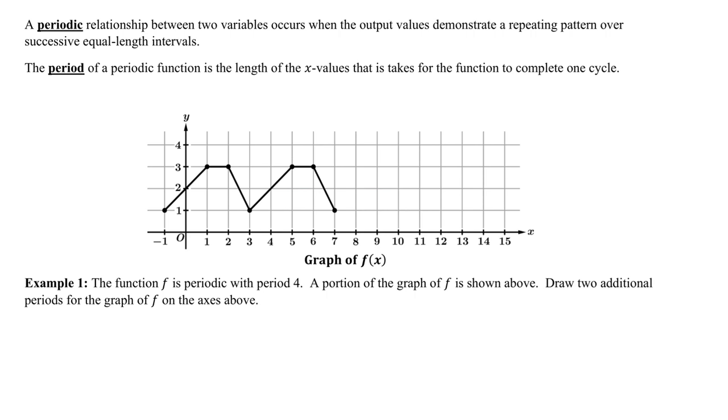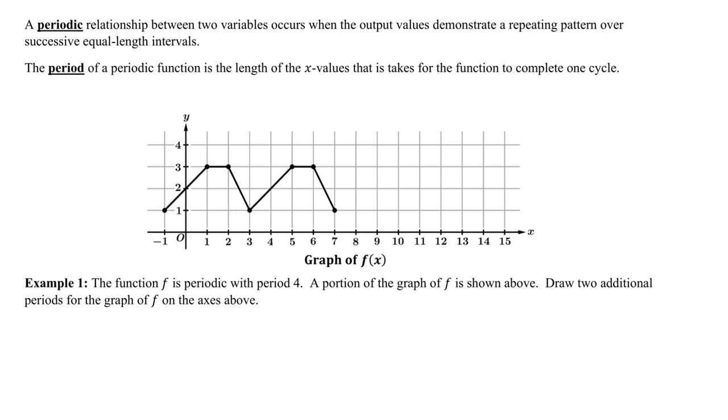For example 1, the function f is periodic with a period of 4. What does that mean? Well, it starts here at 1, completes, gets back down to 1, and starts a new graph of the exact same thing. How long did it take to get from start to where we started a new one? That would be 4. So that's why they're saying the period is 4. From -1 to 3 is 4.